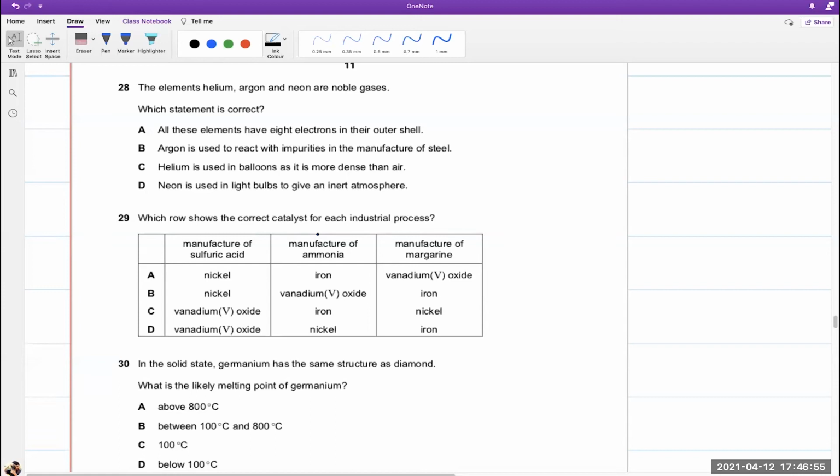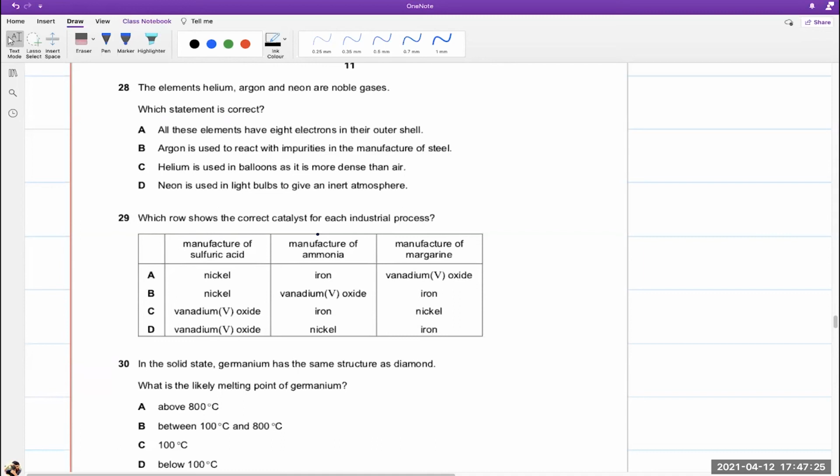Elements helium, argon, neon are noble gases. Okay. Which statement is correct? All these elements have 8 electrons in their outer shell. That is true for argon and neon, but not helium. It has 2. Argon is used to react with impurities in the manufacture of steel. लेकिन reaction वाली उम्मीद नहीं रखें आप इससे, because it is unreactive. It is a noble gas. For impurities, we have oxygen.